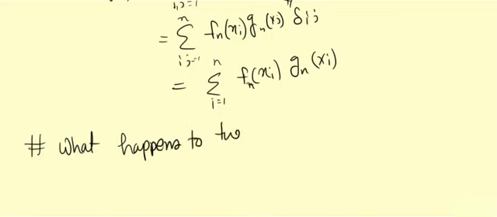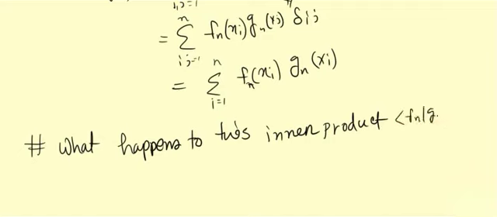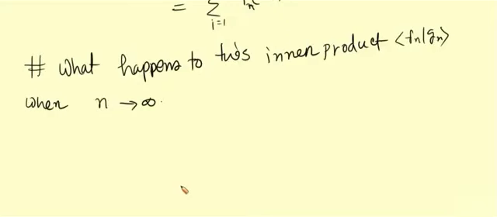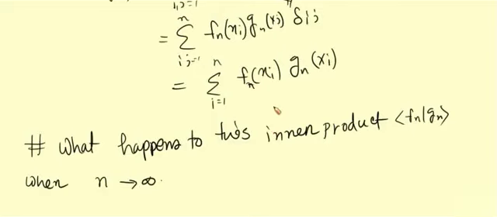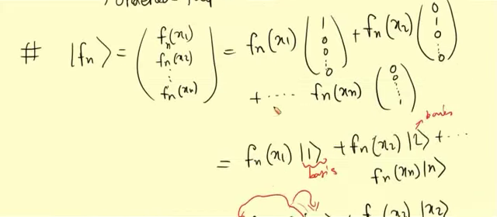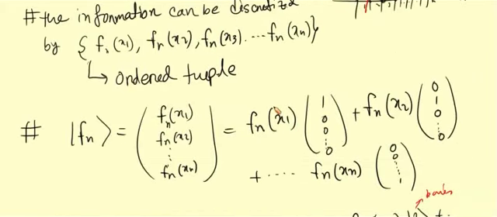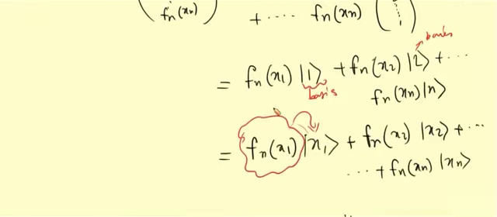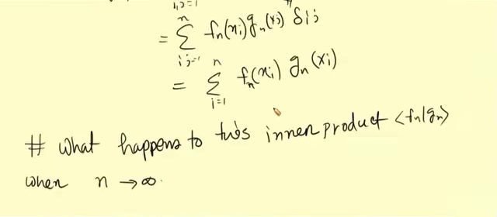Now, what happens to this inner product that is represented with f_n, g_n when n goes to infinity? This sum will diverge. You can see that even when our basis vectors are infinite, we don't have any problem with vector addition and scalar multiplication, because they're not diverging. But this inner product, this will diverge.